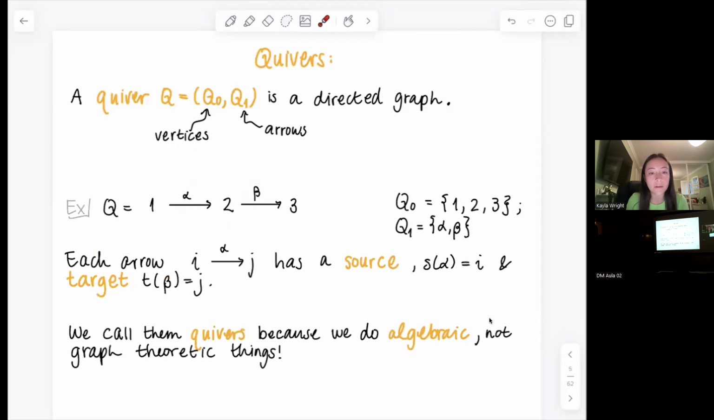Each arrow alpha from i to j has a source that I'll denote S of alpha. So this is just where the arrow is starting from, this vertex i, and it has a target. So this is where the arrow ends. And we call them quivers because we're going to be doing algebraic things with them, not graph theoretic things.